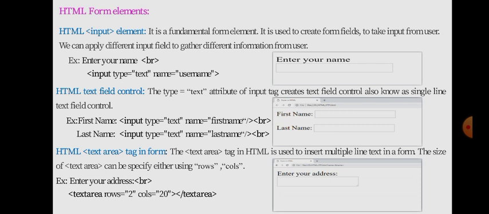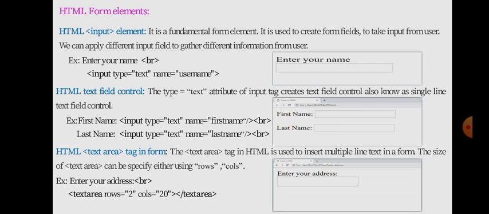Here I am taking two text field control boxes for first name and last name. First name: input type is equal to text, name is equal to first name, and last name: input type is equal to text, name is equal to last name.